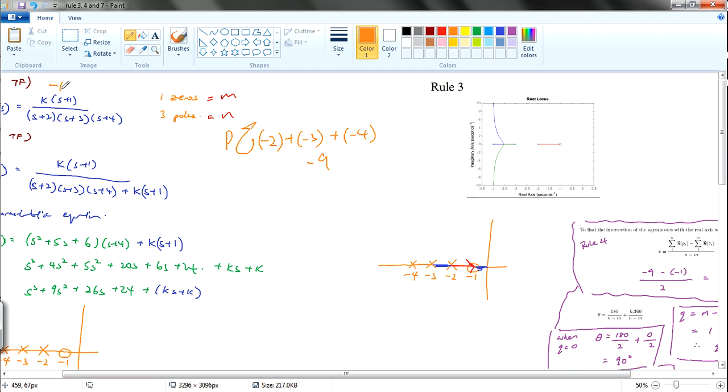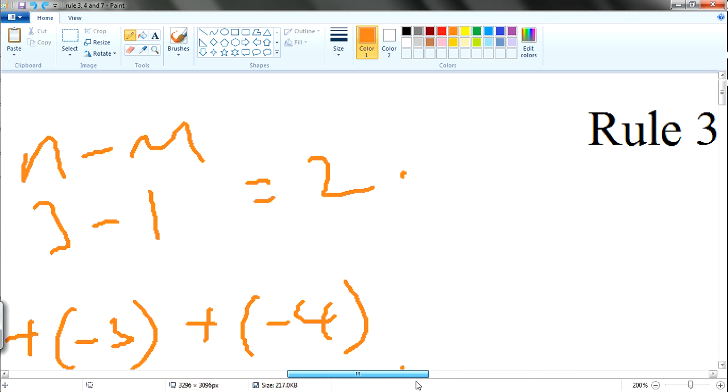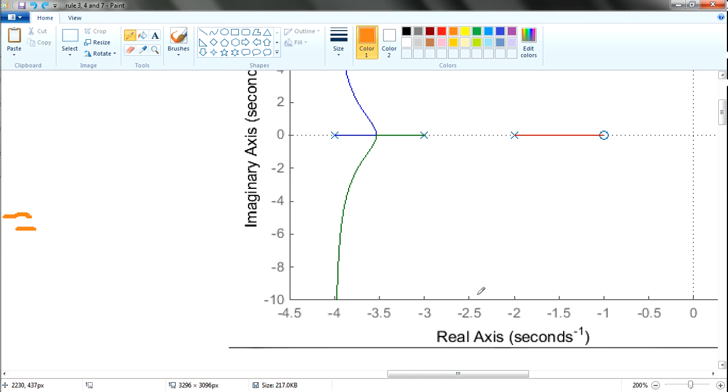So for the summation of zeros, there's only 1 zero over here, so therefore it is minus 1, and divided by 2 because it's n minus m. You need to remember this is the constant term we use to define poles and zeros. So n minus m, 3 minus 1, is equal to 2. So that's why we have 2. And then if you calculate, you have minus 4 over here. This is why we have an asymptote lying on the minus 4 axis. As you can see, it's minus 4, so it's over here.